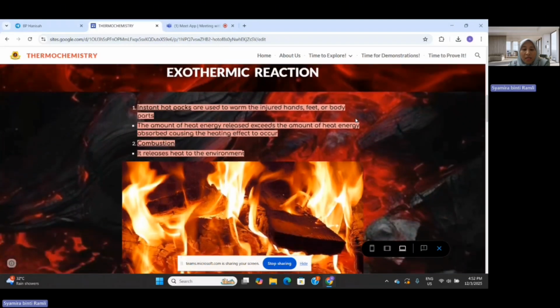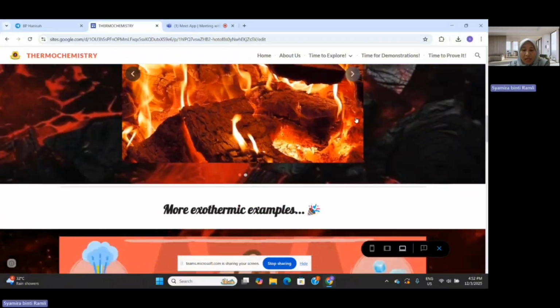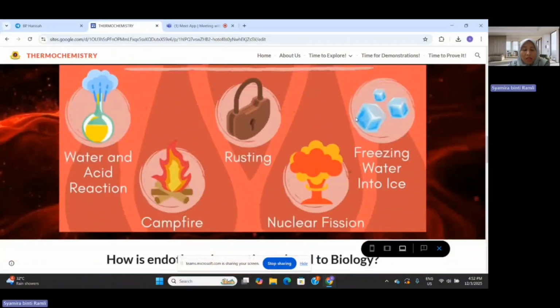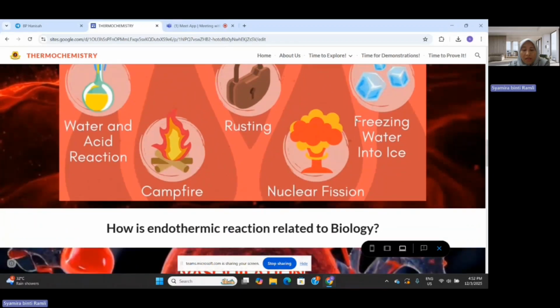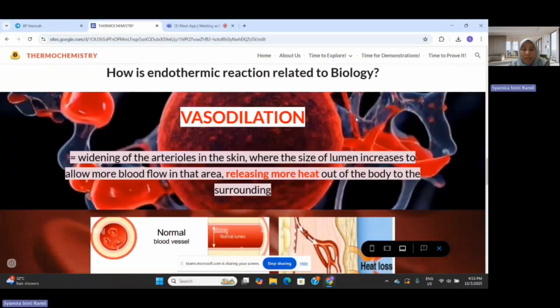And combustion, it releases heat to the environment. And as you scroll down, more exothermic examples: water and acid reaction, campfire, rusting, nuclear fission, freezing of water into ice. And last one, how is endothermic reaction related to biology?